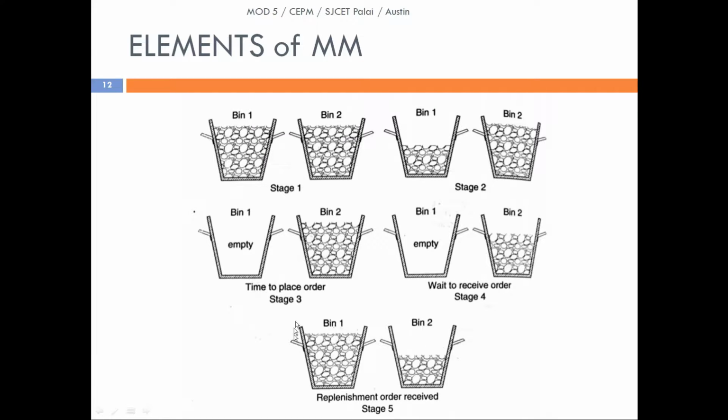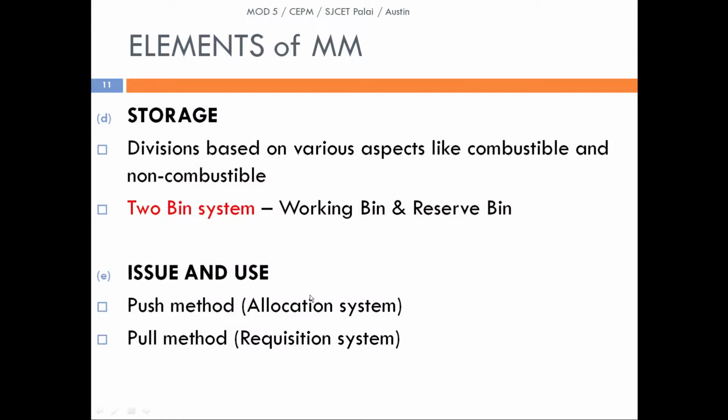Which means that when bin 2 gets over, again the working bin becomes bin 1 and bin 2 will be filled as soon as possible. So this is the methodology that is being followed in material management, a good method, and that is said to be the 2 bin system, in which one is the working bin, another one is the reserve bin.